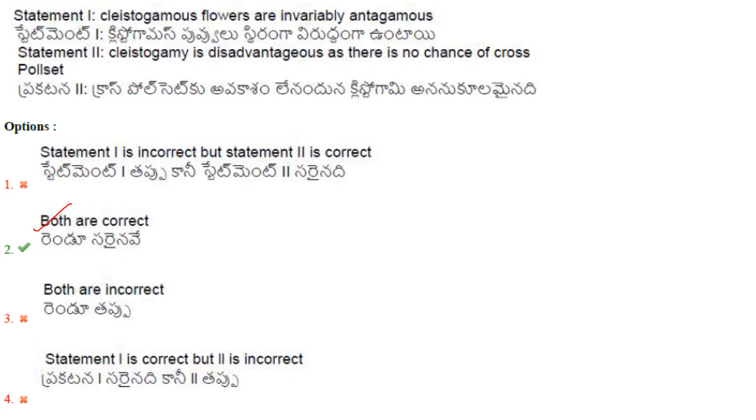Then clistogamy is disadvantageous as there is no cross-pollination. So that is correct, because lack of cross-pollination is a disadvantage in case of clistogamy. Only self-pollination happens in clistogamy. So answer here is both the statements are correct. So the answer is option 2.